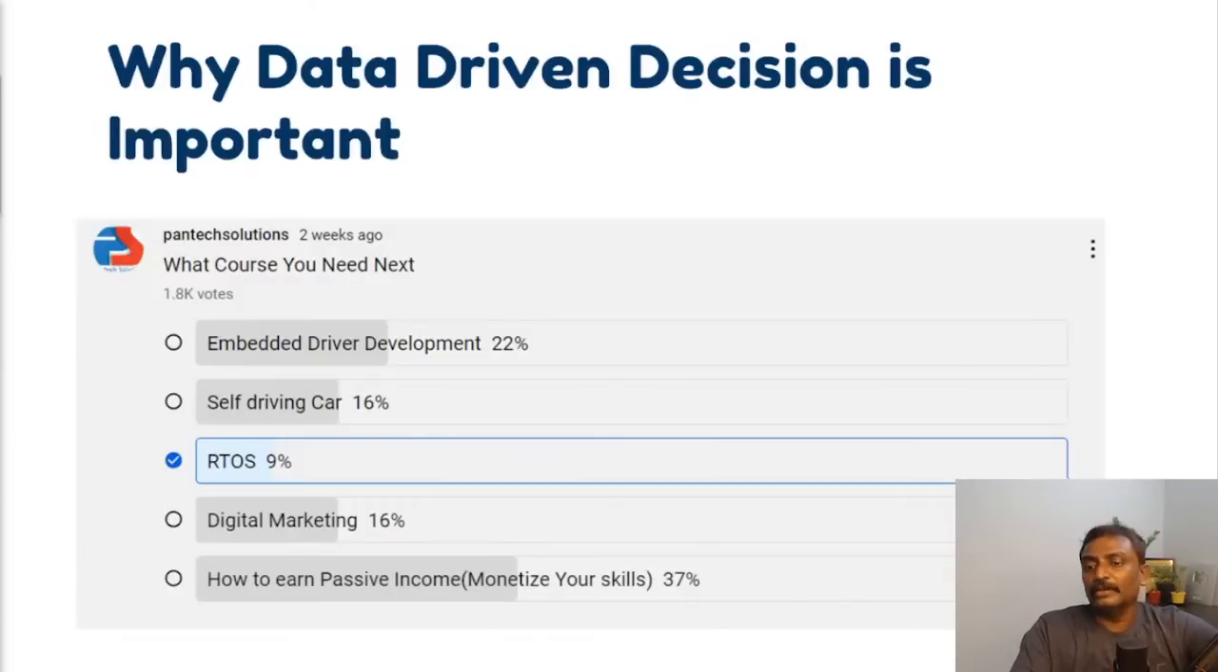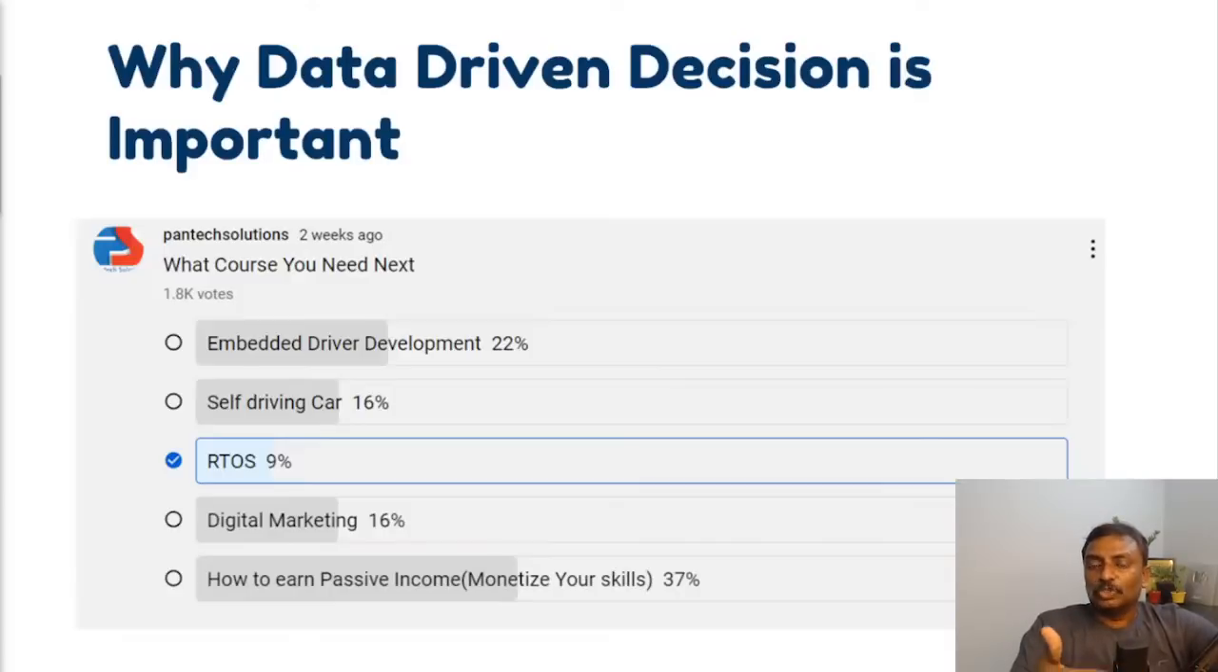I made a poll. How to earn passive income is what people want most, because they want to support their families. Students and most people want to support their families and change their lifestyle. They want to help them, and make their friends and relationships, like their fathers and mothers, happy. So how to earn passive income got 37%. The poll is still there on the Pantech Solutions YouTube channel.